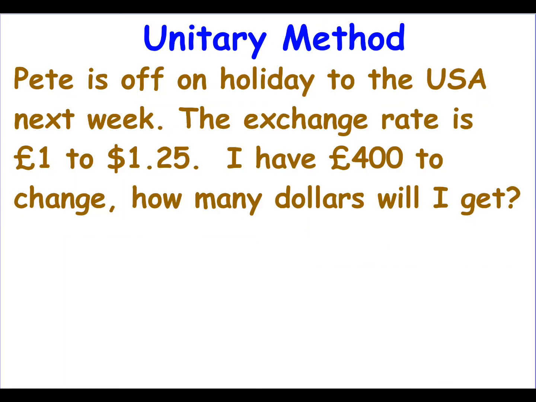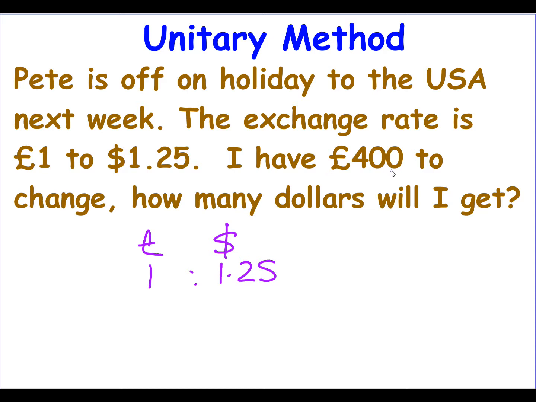Now, our unitary method allows us to utilize this number 1. So sometimes you're given the number 1. In other instances, you have to find the number 1. So let's have an example where we're given the number 1 for one of our two values, one of our two parts. Pete is off on holiday to the United States next week. The exchange rate is pounds to dollars, and it's £1 to $1.25. So you can see here that one of my two ratio parts is the number 1. I've forced it to be the number 1, and it's given me this decimal on the other side.